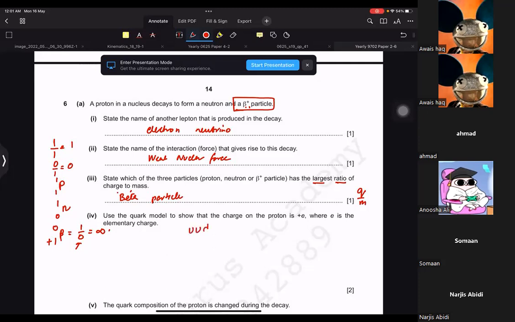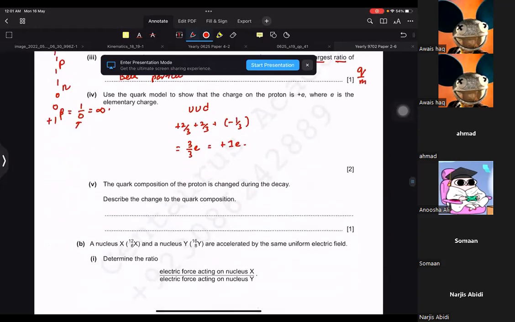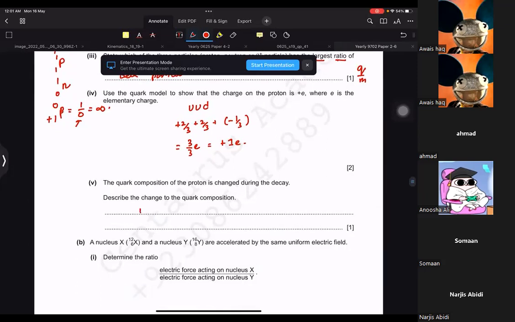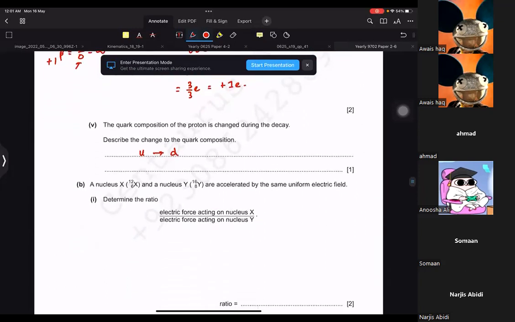Now, a proton is made up of up, up, and down. Up is plus 2 by 3, plus 2 by 3. Down is negative 1 by 3. So when you add them together, it is 3 by 3 e, which is basically plus 1 e. You just need to show them this, okay? And the quark composition of protons changes during decay. State the composition. So basically, in positive beta decay, you should understand that an up goes to down. For negative beta, down goes to up. Okay. And here's the electric field question.